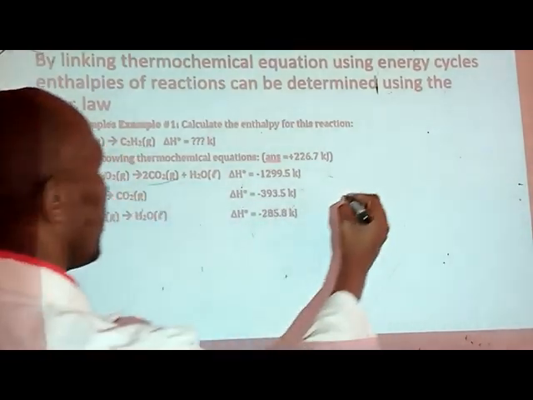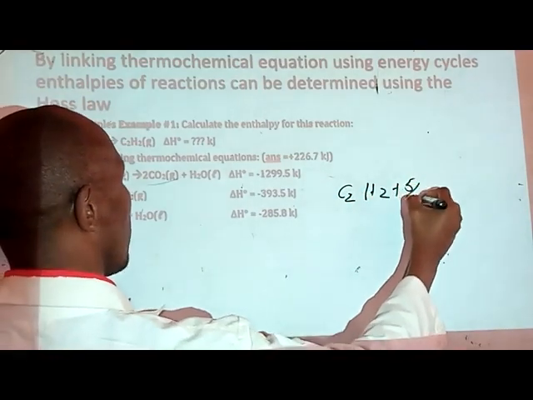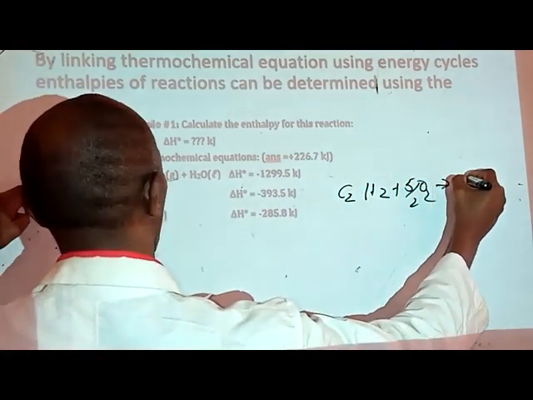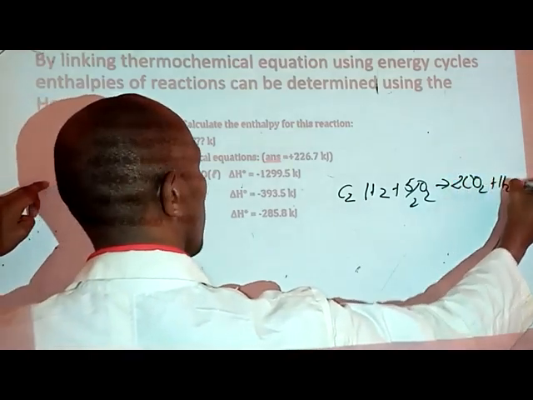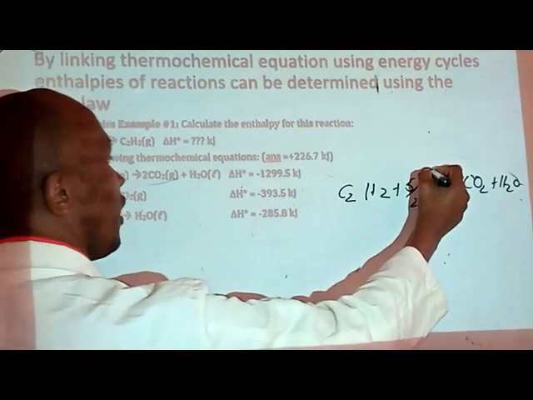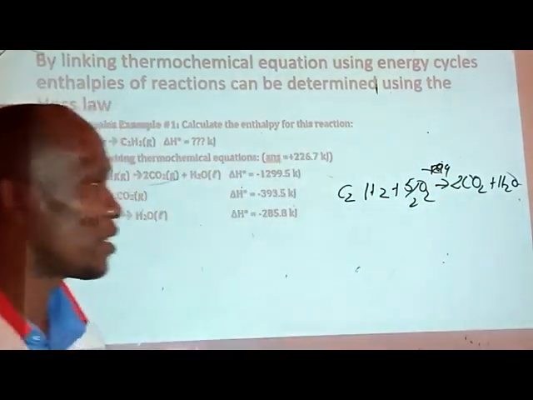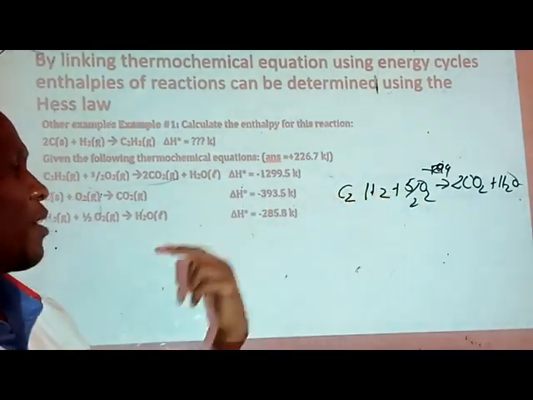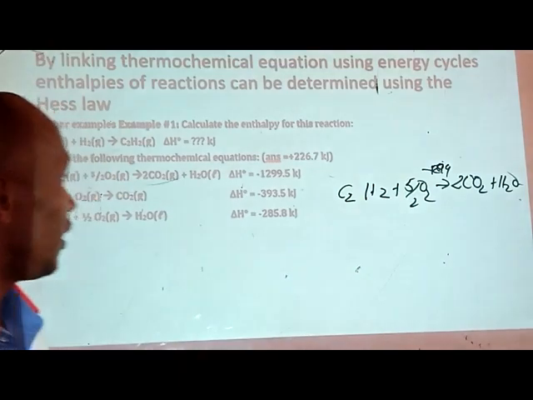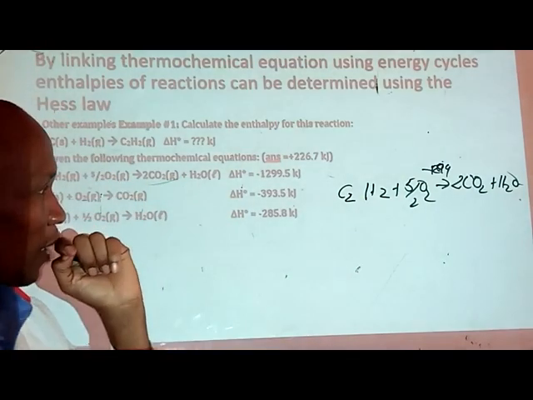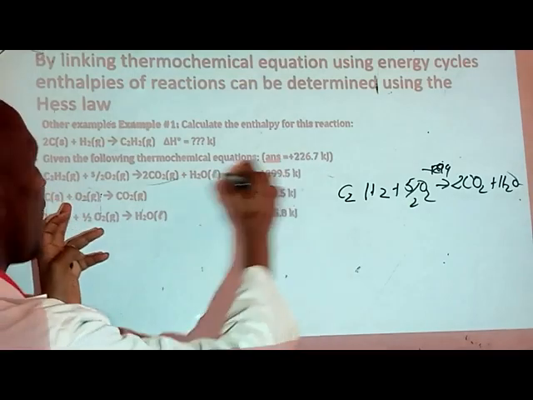So let me write it down. C2H2 plus 5/2 O2 to form 2CO2 plus H2O. I've just written down that equation. That's negative 1299 kilojoules. It is the best. It may be lacking carbon and oxygen, but it has many other substances. So this is the reaction I've used.